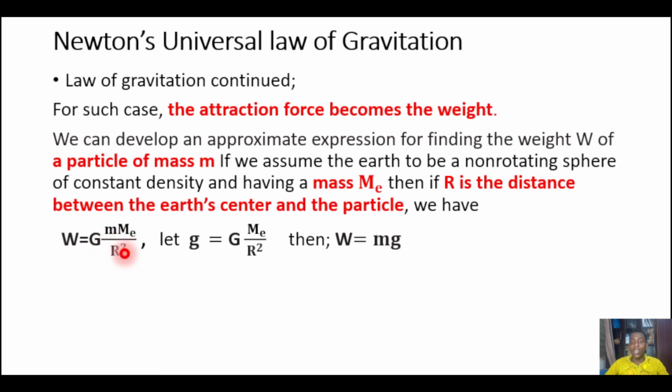If we let g equal everything here with the exception of the small m, then I have what we call weight as mg. This is a very famous equation which we have been using when we say the weight of a particle or a body is mass times acceleration due to gravity. So this is where it is coming from.